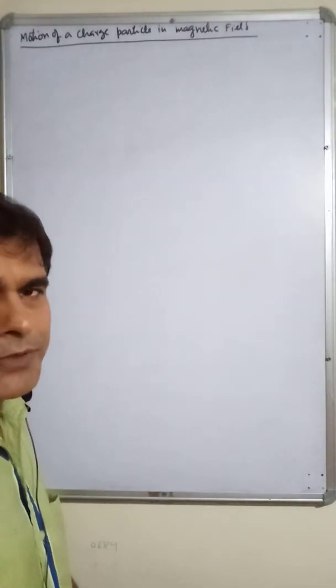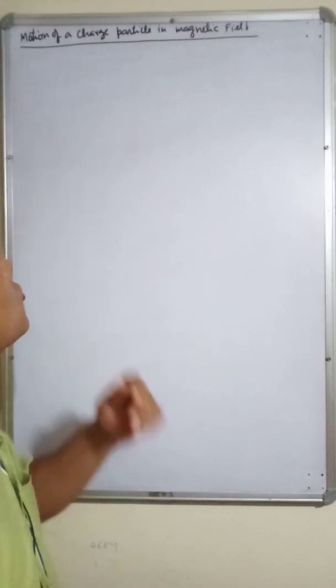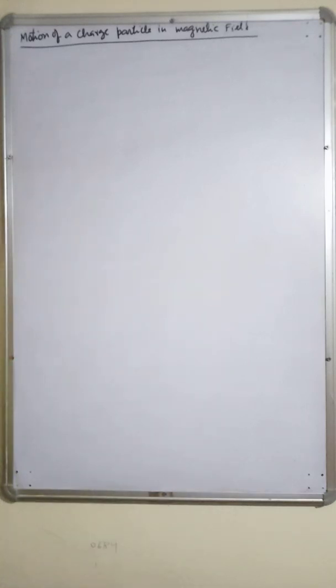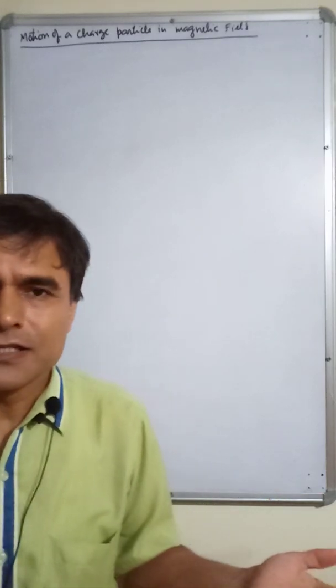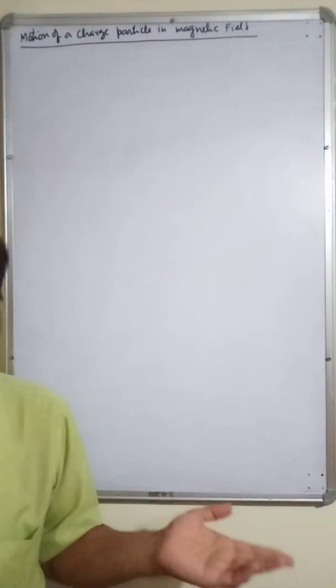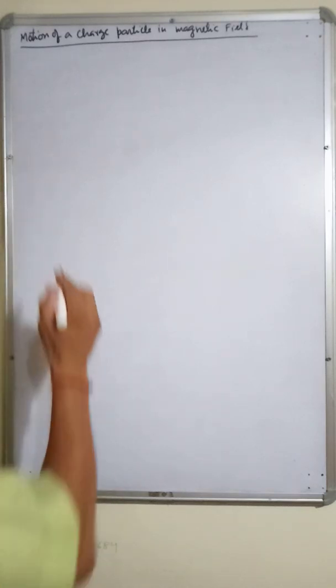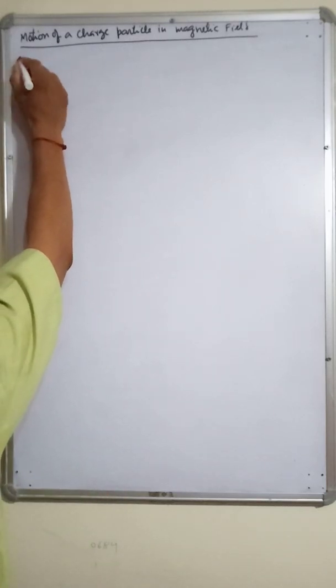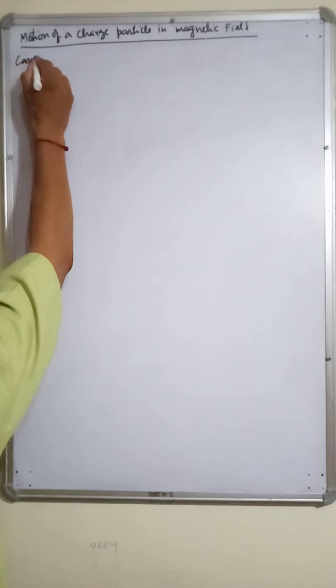Good morning students. In this video we are going to understand the motion of a charged particle in a magnetic field. There are different cases: when the charged particle enters at different angles, its motion will be different, right? For example, case number 1.